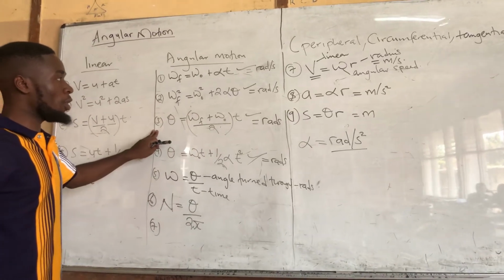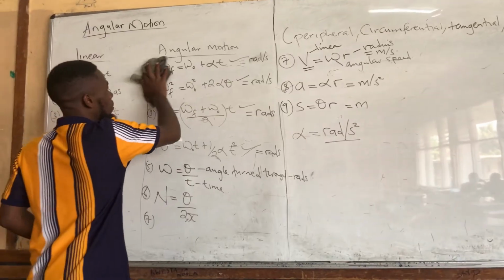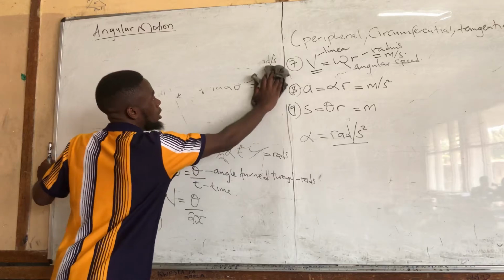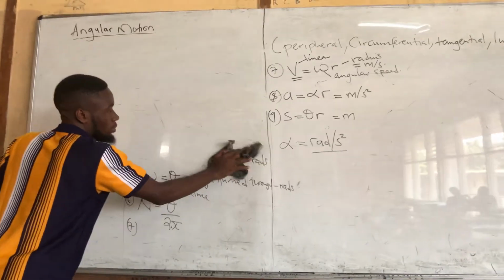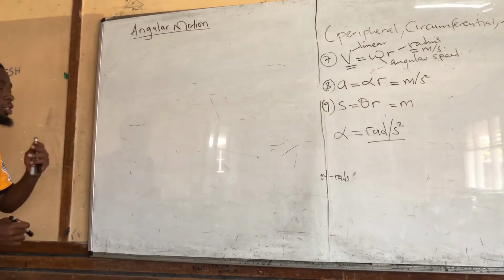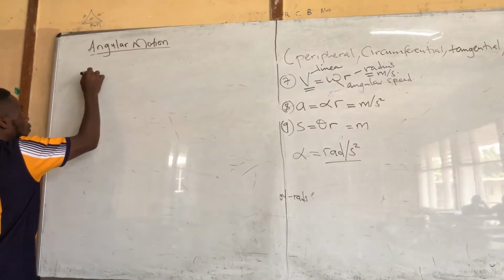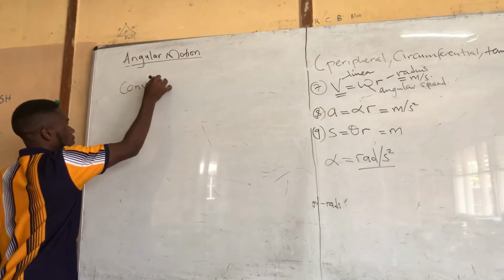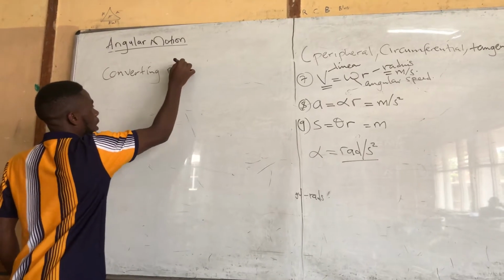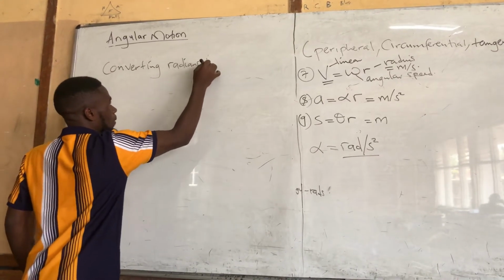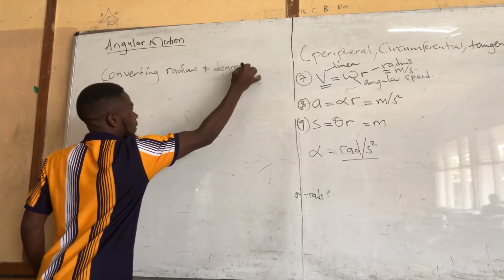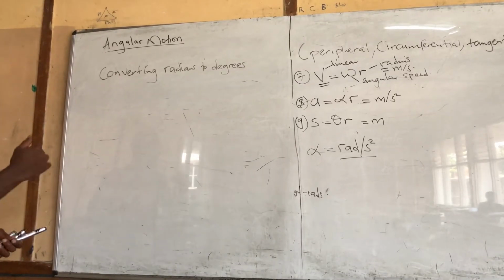So now let's talk about conversions on angular motion. We need to know how to convert from radians to degrees, or vice versa. Converting from radians to degrees or the other way around.